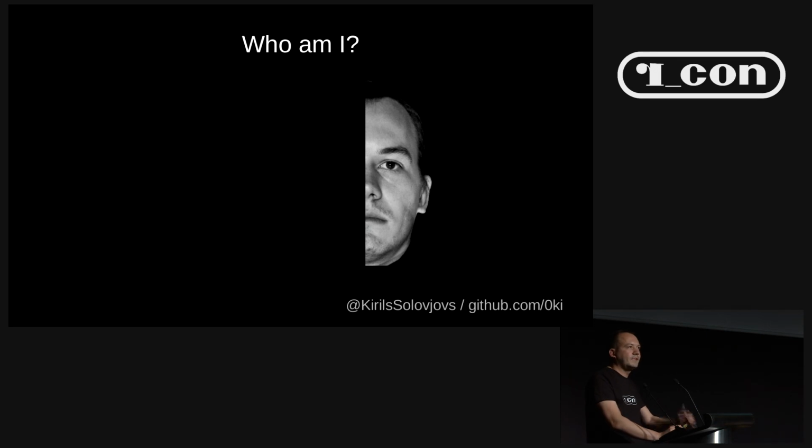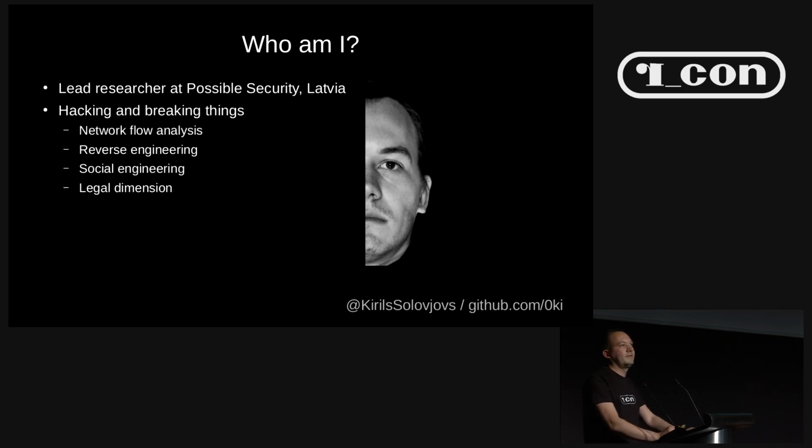Now, that's me. My name is Kirill Solovjovs. I'm a lead researcher at Possible Security from Latvia. I do a lot of stuff. I usually hack things, I break things. Originally, I'm interested in network flow analysis. That's where I started around 10 or 15 years ago. Reverse engineering is a cool thing that I've been doing for the past 5 years. Social engineering, about the same time. And legal dimension. I actually love paperwork as well, so I'm one of those strange guys that does low-level stuff and super high-level stuff.